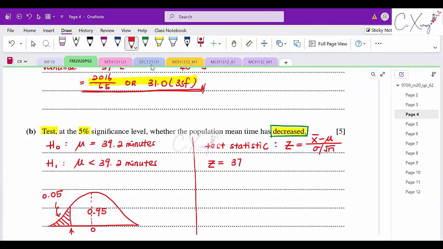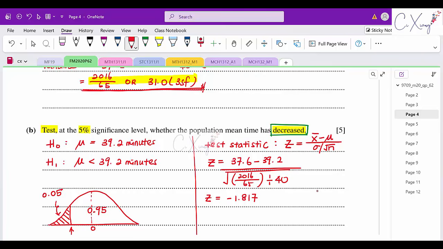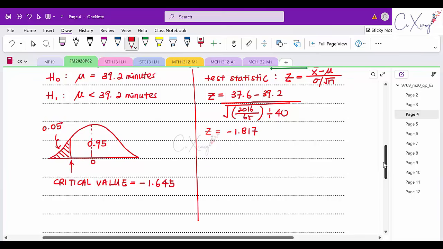Okay, so I have 37.6 minus 39.2 divided by the square root of the population variance over n. N is 40. So let me calculate the value. I make it correct to 3 decimal places again. So it is negative 1.817 for the Z. All right, so this is the third step when you carry out the test.